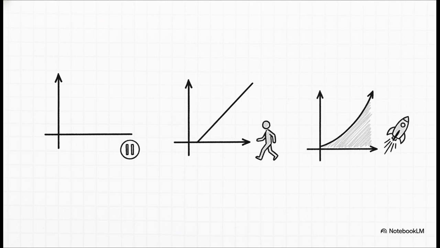You'll want to memorize these 3 shapes because examiners love asking you to identify the state of motion from just a quick visual glance. First, if the line is perfectly flat and parallel to the time axis, the position isn't changing. The object is at rest. Second, if it's a straight diagonal line, it's covering equal distances in equal intervals of time. That's uniform motion or constant speed. Finally, if the line is curved, the slope itself is changing, which means the speed is changing. This represents non-uniform accelerated motion.